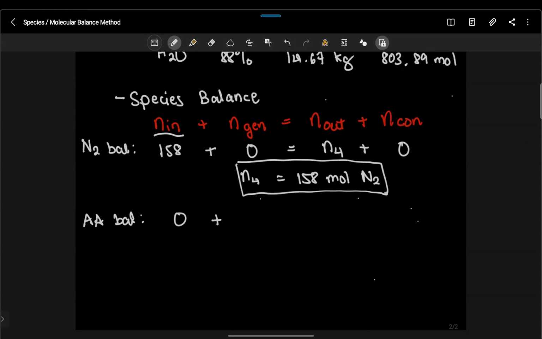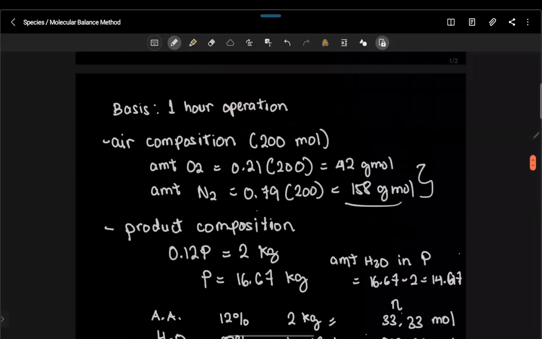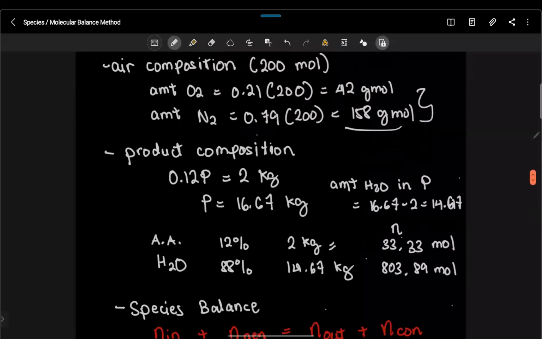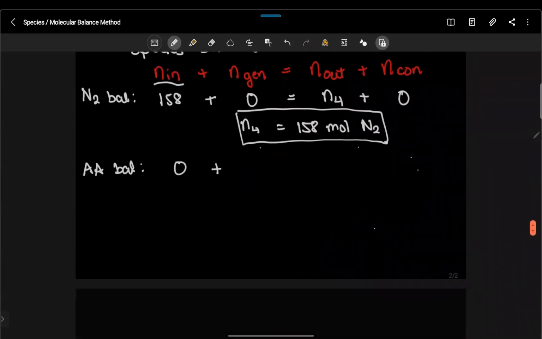Now, don't be confused. Baka ilagay yung moles generated acetic acid is yung nakuha natin dito sa product composition. So, hindi ito. Not this one. Okay? Hindi yan. Yan yung output ni acetic acid pero hindi siya yung generated acetic acid. Okay? But later on, tingnan natin baka parehas lang sila. So, paano natin mahanap yan? Okay? So, unknown pa siya.